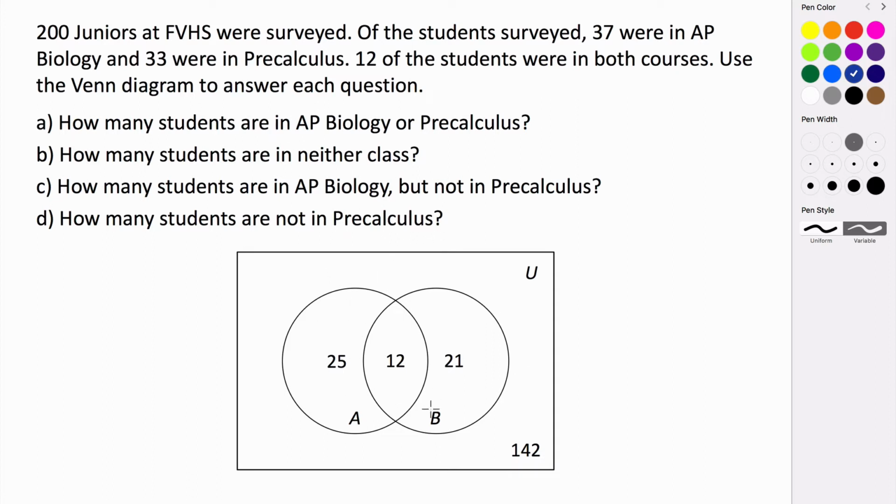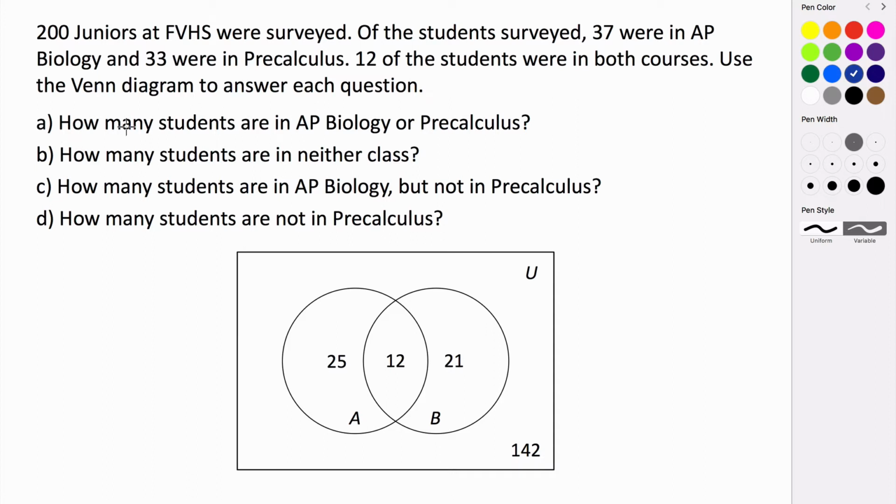In this Venn diagram, these values represent the number of elements that exist in this portion of the set. It's not a single element. This is saying that there are 25 elements in just this part of A, 12 elements in the intersection here, 21 elements in this part here.